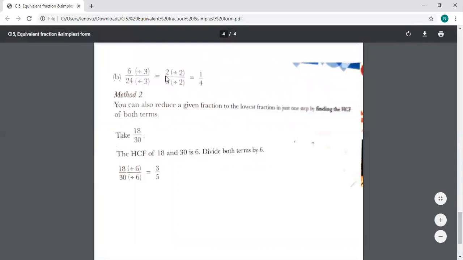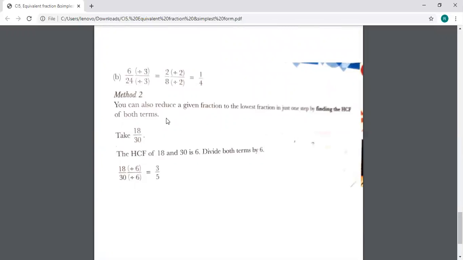Now 2 by 8 again has a common factor 2. 2 has a factor 2, 8 also has a factor 2. So 2 is a common factor for both 2 and 8. So you divide by 2. And what do you get? 1 by 4. Now 1 by 4 does not have any more common factors. Is it clear? So this is called the simplest form or the lowest form.